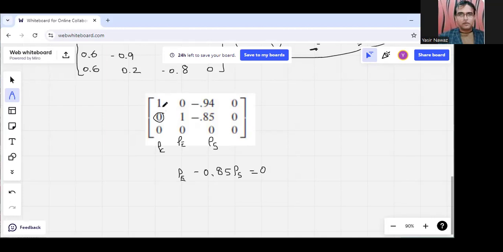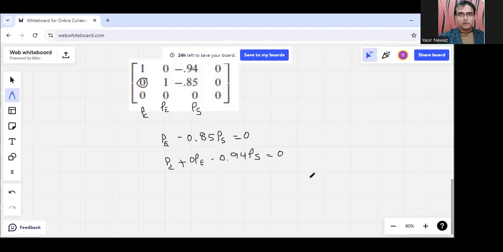From the first row, 1 will multiply with PC. Second, 0 will multiply with PE, and then 0.94 will be multiplied with PS, and that equals 0. And now I can find PE from the second equation and PC from the first equation.